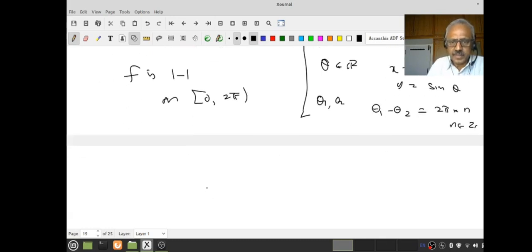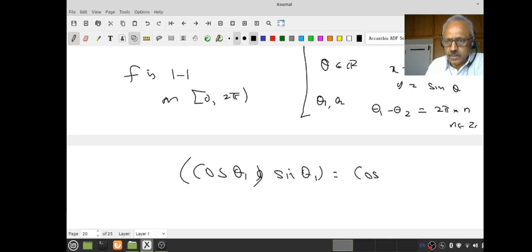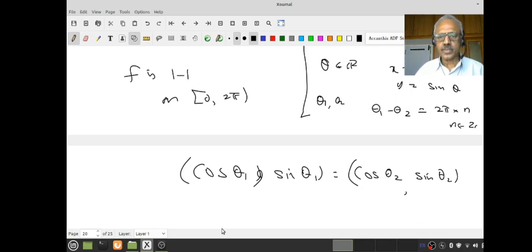Because what does it mean? Suppose (cos theta 1, sin theta 1) equals (cos theta 2, sin theta 2). Then what do I know? cos theta 1 equals cos theta 2. That means theta 1 and theta 2 differ by what? Because sin theta 1 is also sin theta 2. Therefore this means theta 1 minus theta 2 is a multiple of 2 pi.